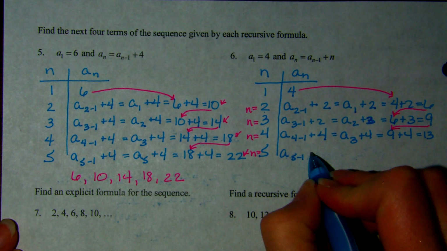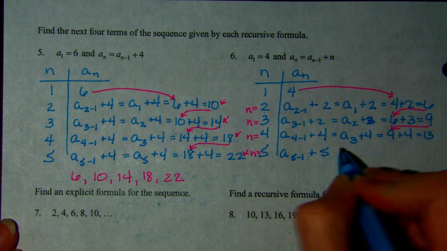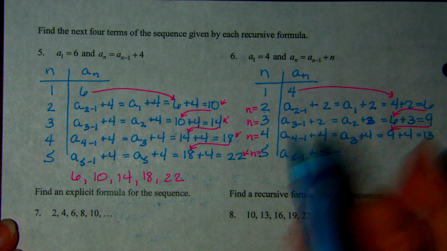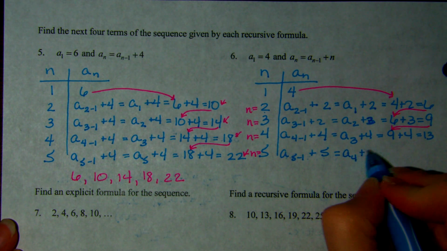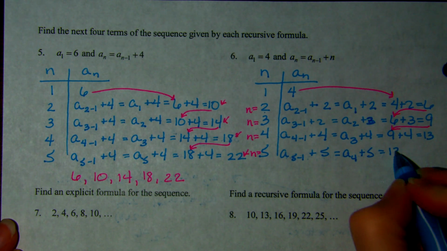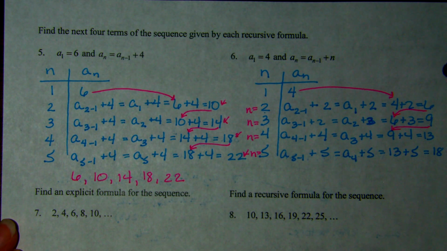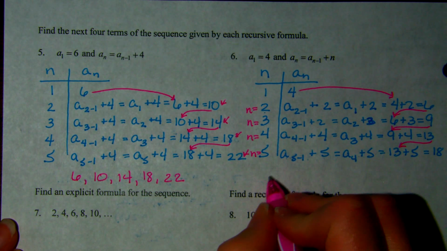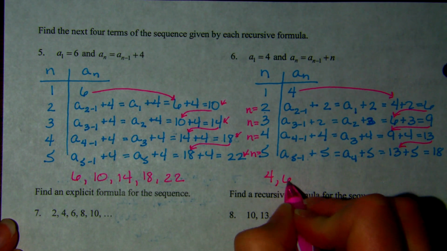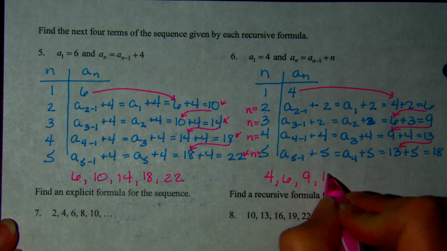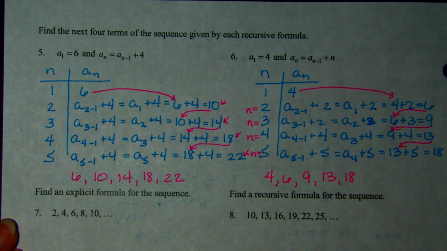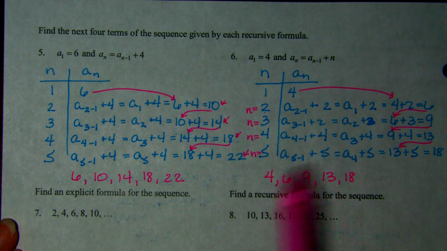A sub 5 minus 1 plus 5 is our 5th term. So that's a sub 4 plus 5, which is 13 plus 5, and that is 18. Again, that 13 comes from right there. And our solution is this list of numbers here. We write them in order with commas. So 4, comma 6, comma 9, comma 13, comma 18. Like that. That is our answer.